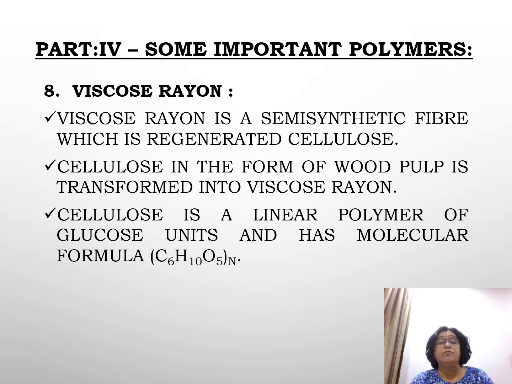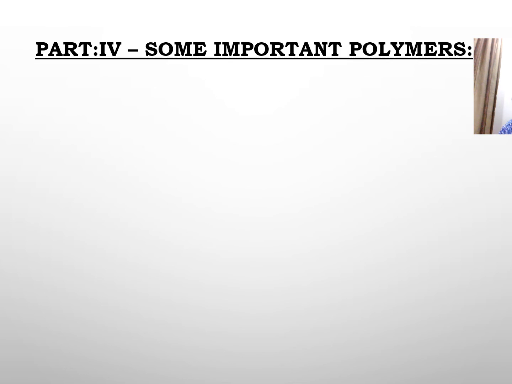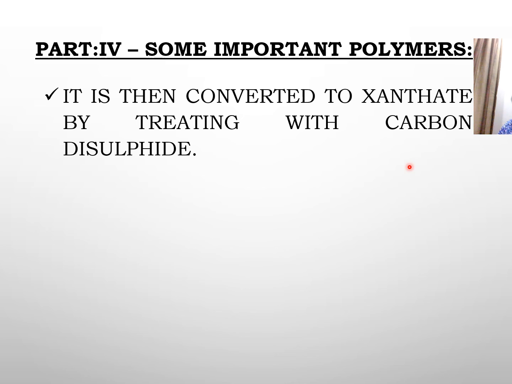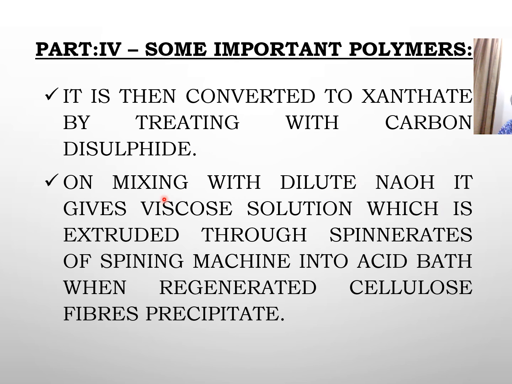Cellulose is a linear polymer of glucose units and has the molecular formula C6H10O5. Cellulose in the form of wood pulp is treated with concentrated alkali solution to get fluffy cellulose, which is converted to xanthate by treating with carbon disulfide. Then on mixing with NaOH, it gives viscose solution, which is filled into the spinnerets of the spinning machine and extruded into the acid bath, where the regenerated cellulose fibers get precipitated.